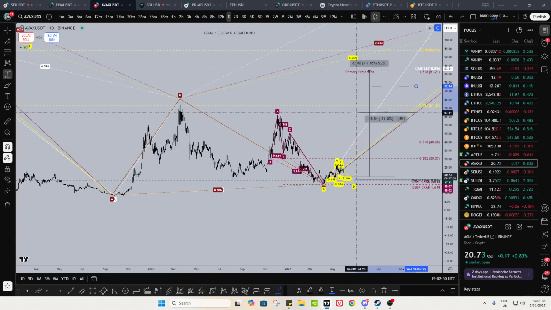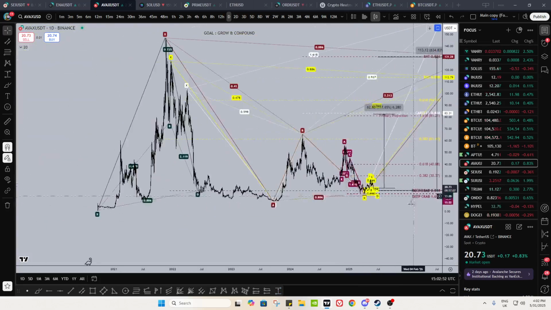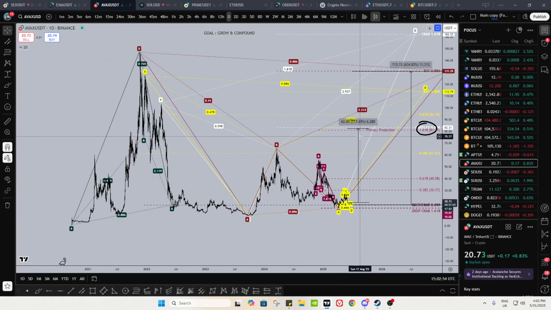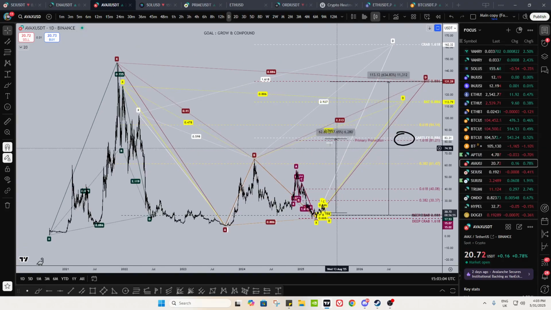That is a 317% pump. Right? That is nothing to scoff at. Because it's not like AVAX is some low cap shit coin either. It's not like that. So, yeah, AVAX looks fantastic.